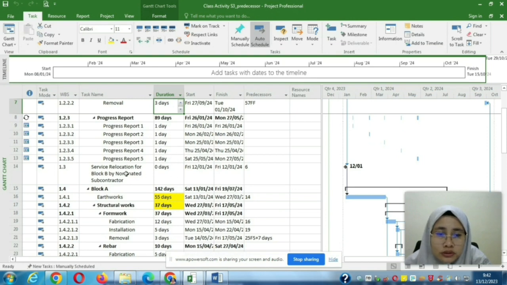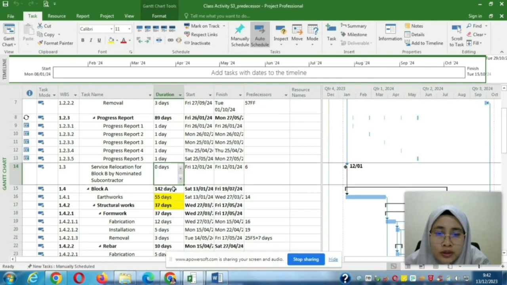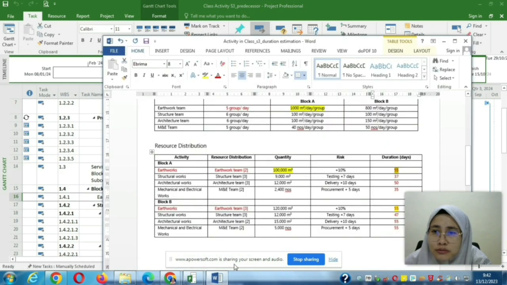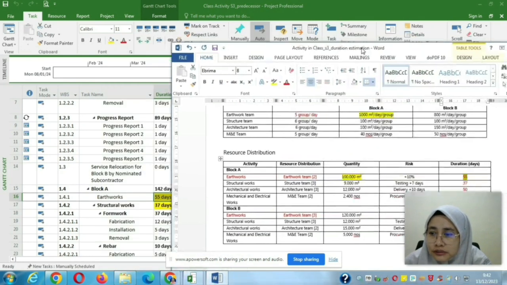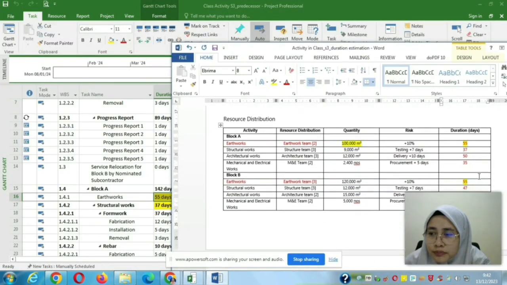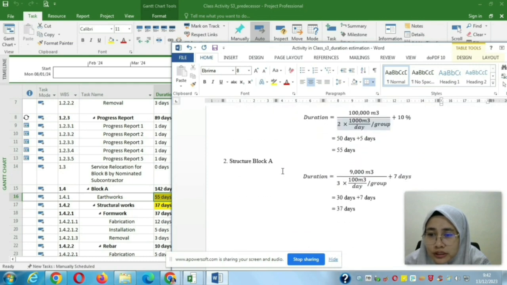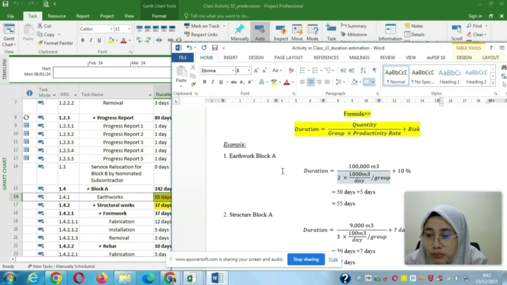Service relocation for block A, for block B by nominated subcontractor. This is third party work, it is a milestone, so this will be 0 duration. And work for block A is 55 days. This is based on this calculation. You have calculated, so it is 55 days. And then next you have to proceed with the next calculation on the structure, architecture and mechanical and electrical as well for each block A and block B.